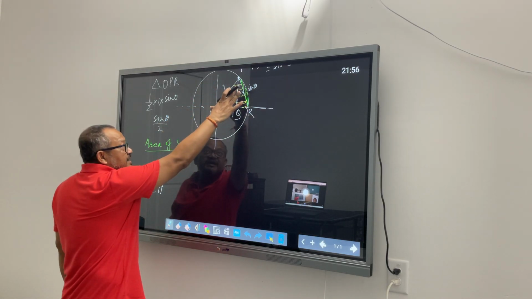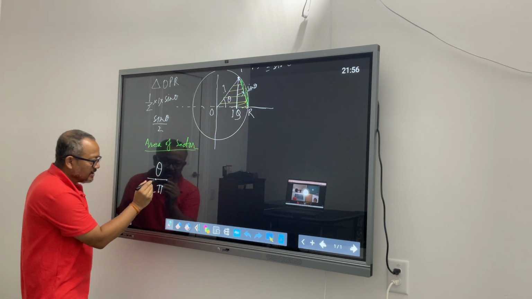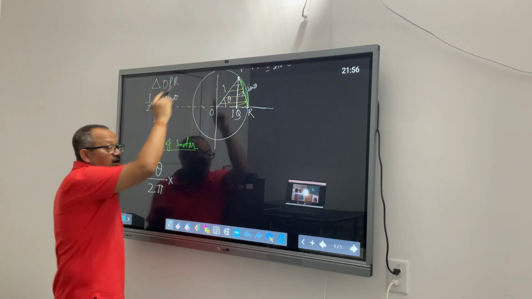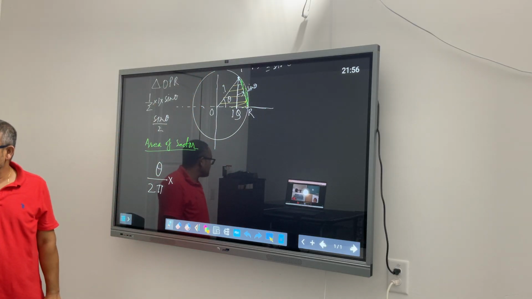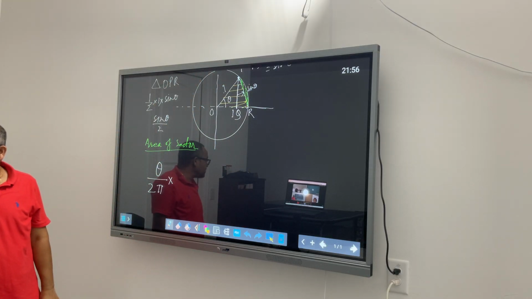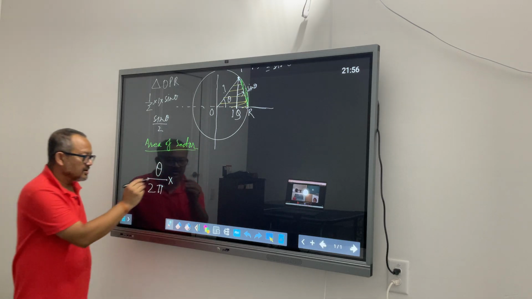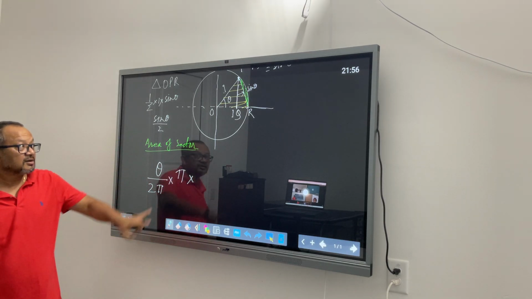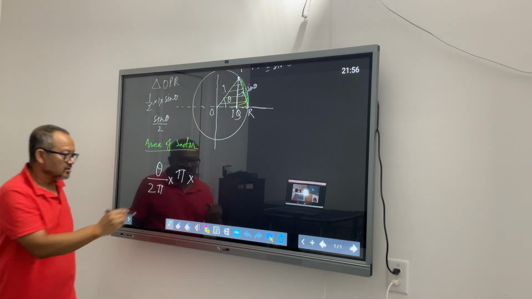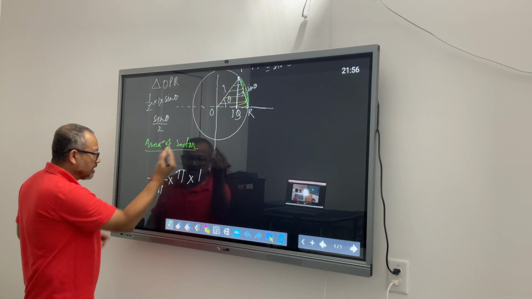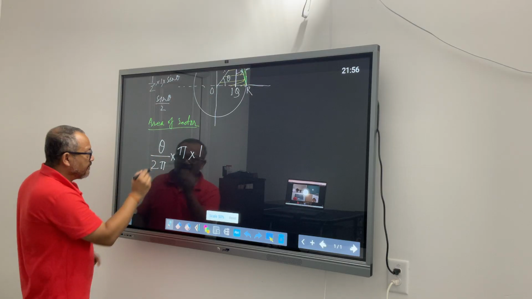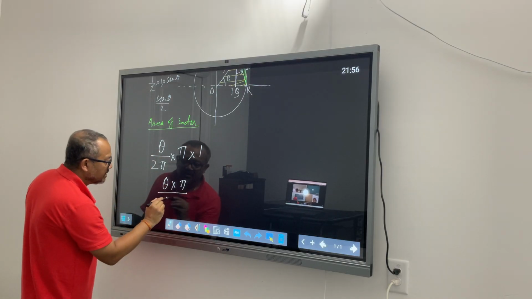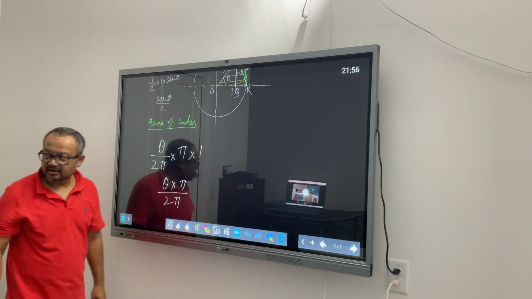So this guy's area will be a multiple of this times the area of the entire circle. How much is that? Pi r square. Pi into r square. How much is my r? 1. So 1 square is 1. So we found this as theta times pi divided by 2 pi.